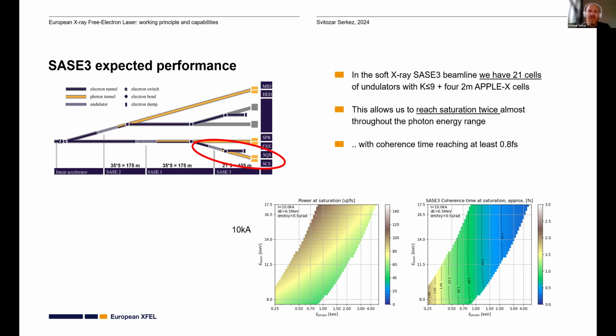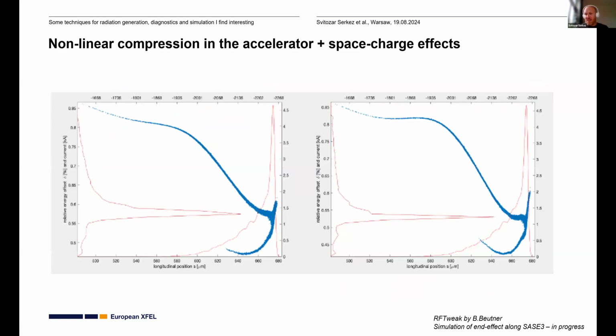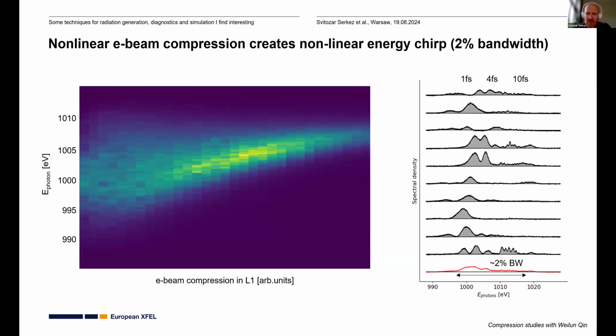We can have with a 16 GeV beam about 100 microjoules per femtosecond of power, and a very small coherence time of 0.8 femtosecond, which is a very good starting point, and that's actually our sweet spot to generate short pulses in our machine. Another thing which is very nice is that we can go to nonlinear compression, and we have a long drift between the accelerator end and the beginning of the SASE3 instrument, which is of kilometer order, and that allows us to have a very nice, strong space charge induced chirp, which in turn, if we further increase compression, we can get up to 2% bandwidth, which is very unusual for FELs.